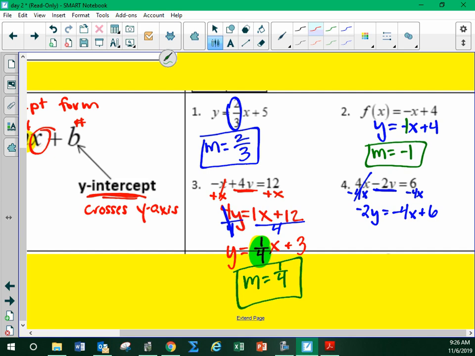Alright, so I have to get y completely alone. Divide by negative 2 on both sides. Make sure you're careful with your signs on your calculator. Negative 4 divided by negative 2 is positive 2. I still have x. And positive 6 divided by negative 2? Negative 3. Negative 3. Okay, so here's my equation. The slope would be 2. Good. And we want our slope.